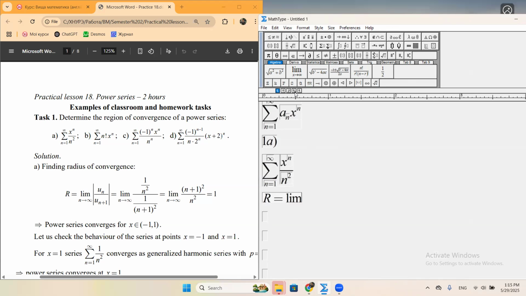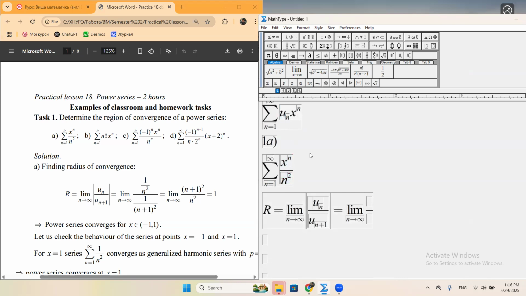Okay, let me write it down, the general form. Actually there are two cases. The limit of the modulus of u_n divided by u_{n+1}. Actually, it looks like the D'Alembert test, but numerator and denominator are vice versa. What is interesting for us in this case is that u_n and u_{n+1} are not related to x, they are the coefficients before x.